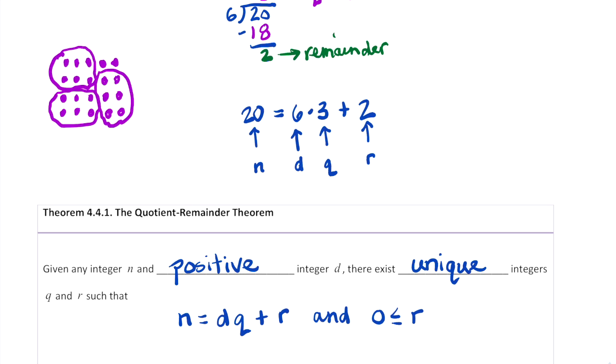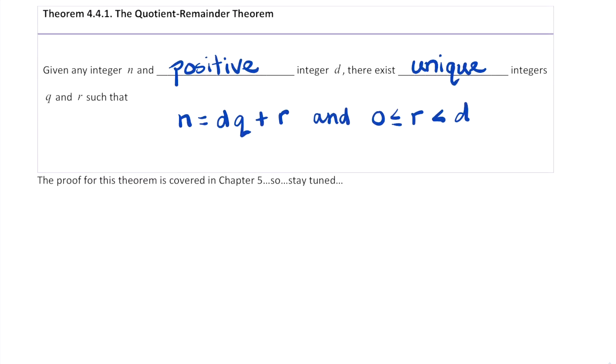Since your remainder can't be bigger than your divisor, we need a bound on it. You could have a remainder of 0, which means your divisor was a factor of the dividend, but you don't have to. It can range over integers from 0, including 0, up to d. Cool so far? All right, we'll be covering the proof of the uniqueness part in chapter 5, and in a later chapter we'll do the other portion.